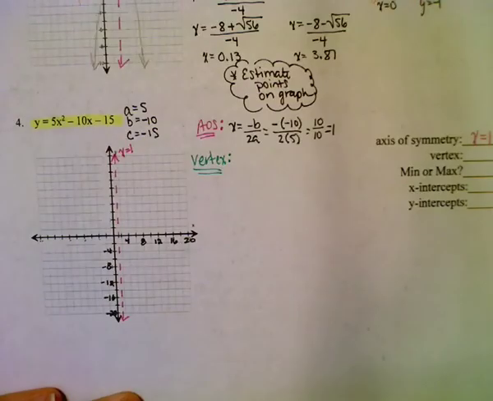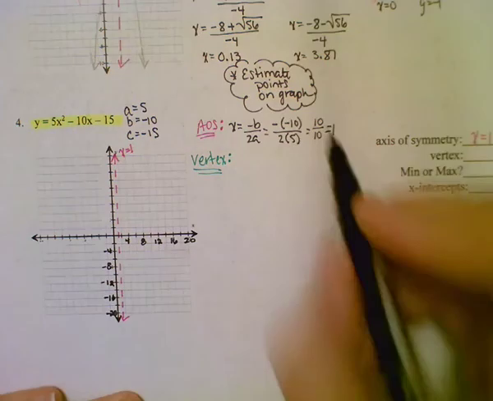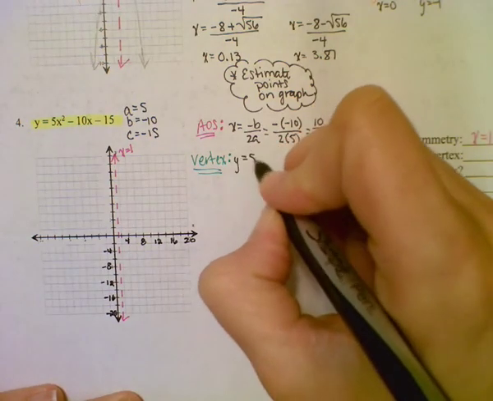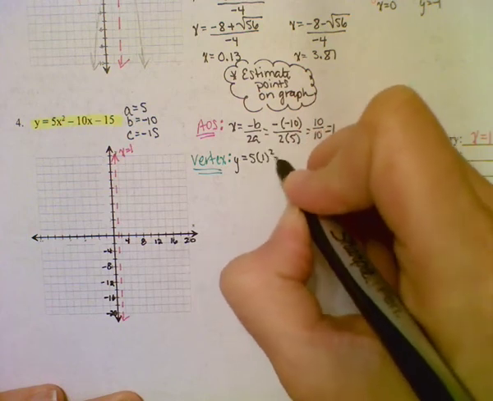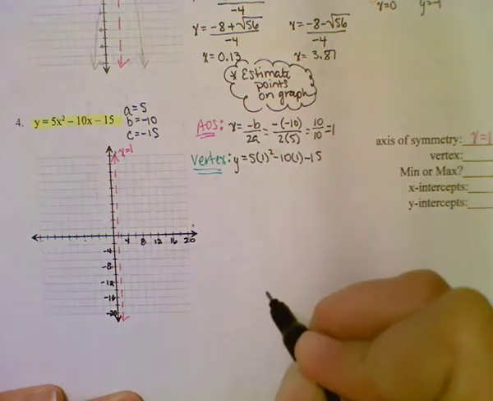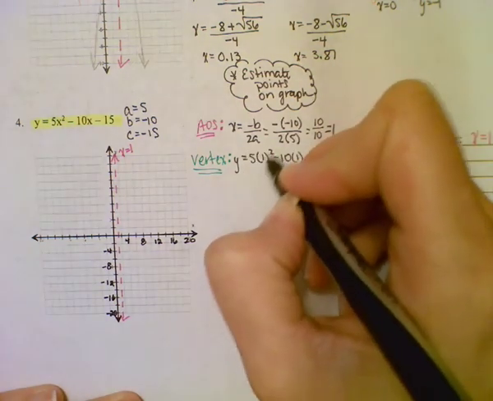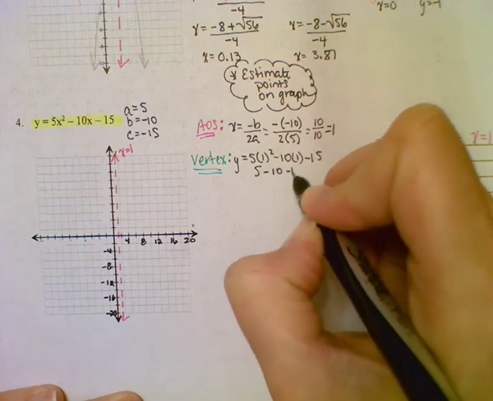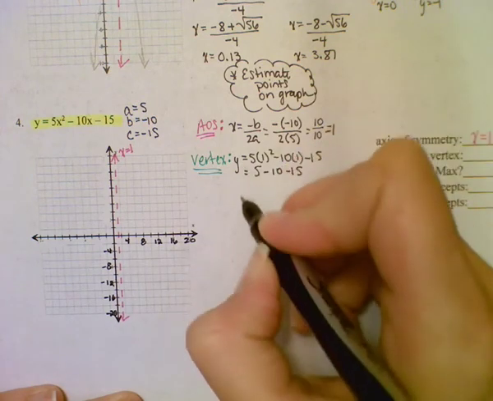To find that vertex, I'm going to take that x value that I just found and plug that back into my original equation. So 5 times 1 squared minus 10 times 1 minus 15. Watch your order of operations. 1 squared is 1 times 5 is 5 minus 10 minus 15. This can give me a -20.